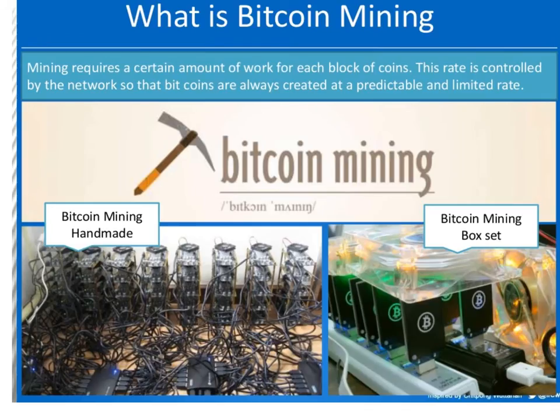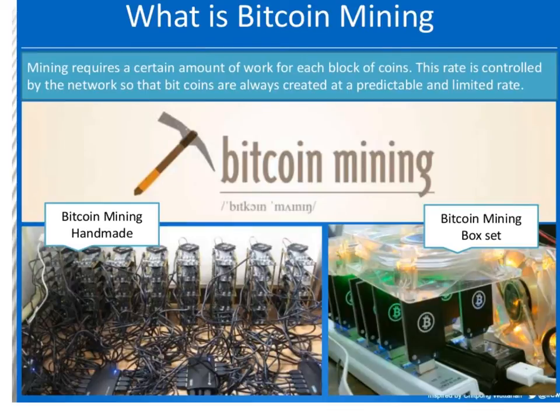So as you know, mining requires a certain amount of work in terms of computational power and also electricity. For generation of a block of coins, this rate is controlled by the network so that bitcoins are always created at a predictable and limited rate. At present, this rate is around 25 bitcoins per 10 minutes. That is, after every 10 minutes, after which a block of transactions is added to the public ledger, 25 bitcoins are generated. Now this rate is going to reduce over time.